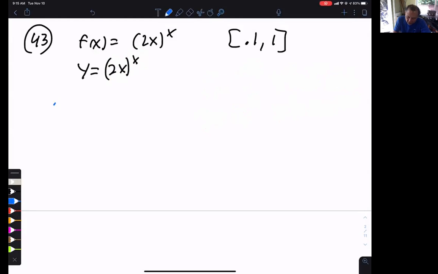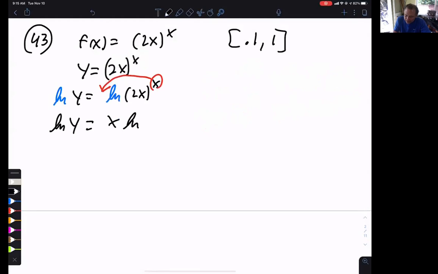So the secret we learned is you take the ln of both sides. Why would we take the ln of both sides? Because we have the rule where you can bring the power in front of a log. So ln of y equals x ln of 2x. This is not x, so it's a box.